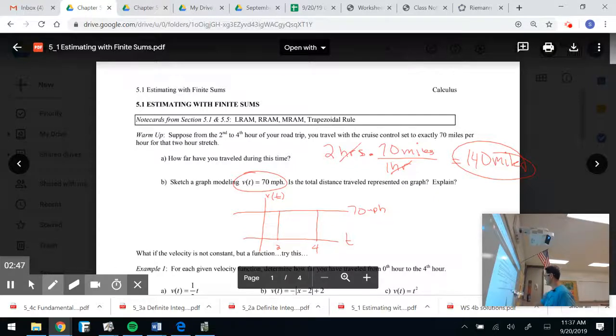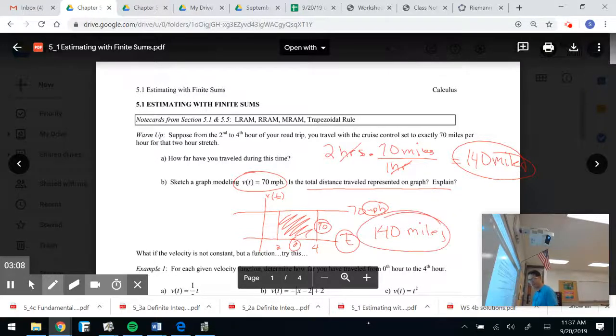It says, is the total distance traveled represented on that graph? Well, is it? Well, it's kind of interesting. I have a rectangle going on here, right? It has a width of 2, and that's a height of 70. Oh, snap. The area of that is 140. And it would be miles per hour by hour, which gives me 140 miles. So you know what, homie? It does, right? If I do that graphically, pretty interesting, right?